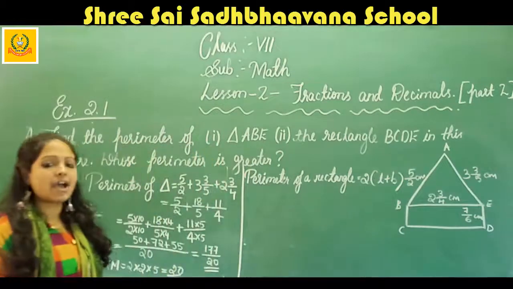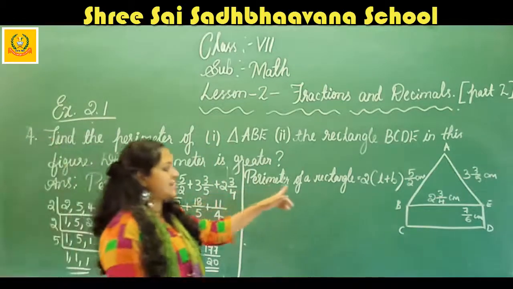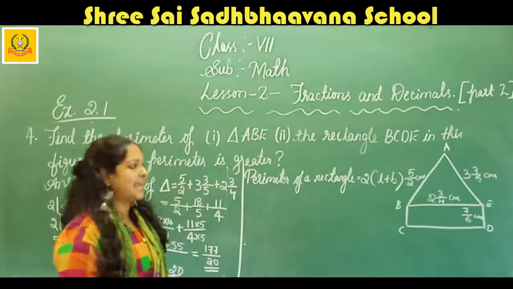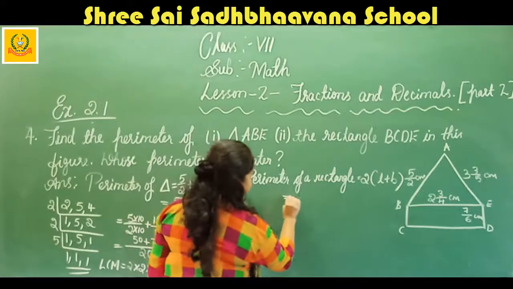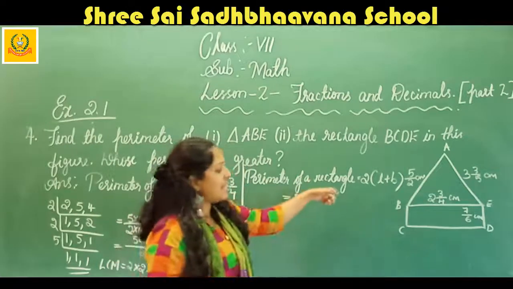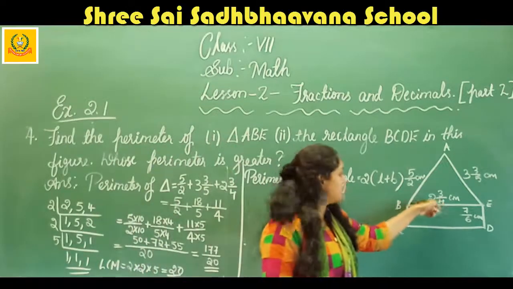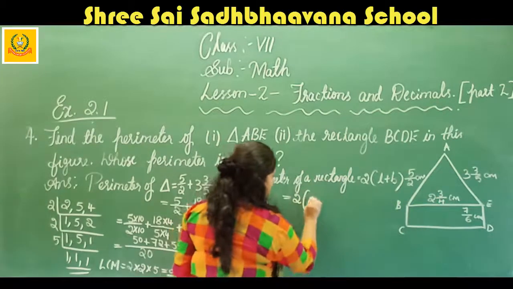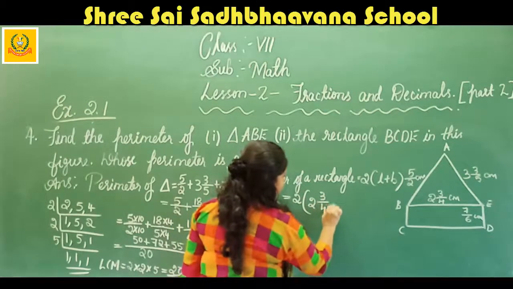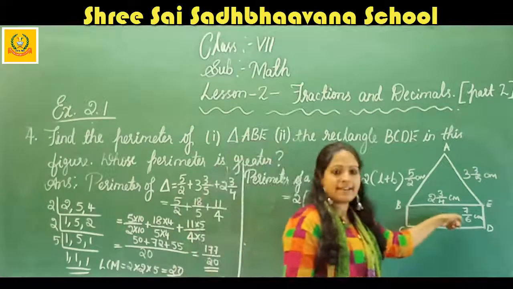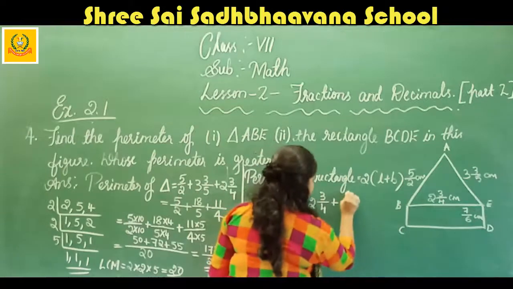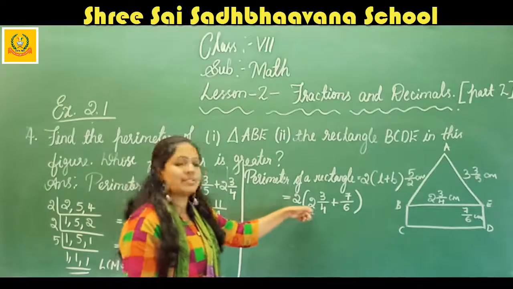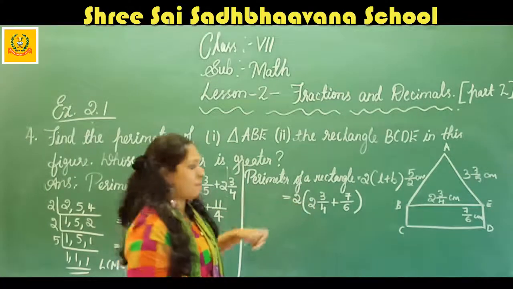What is the formula? I already told. Perimeter of rectangle is equal to 2 into L plus B. 2 into L plus B. Yes, let us see. What is the L? L is nothing but the length. That is 2 3 by 4. It is given 2 3 by 4. 2 3 by 4 plus what is the width? 7 by 6 is the width. 7 by 6 is the width. Okay. Now, what I have to do? Now, this I have to convert into an improper fraction.